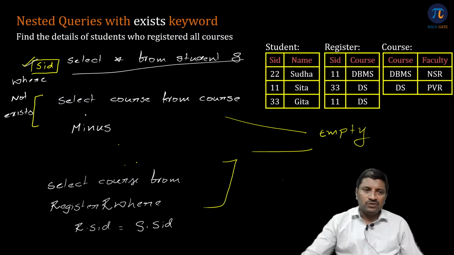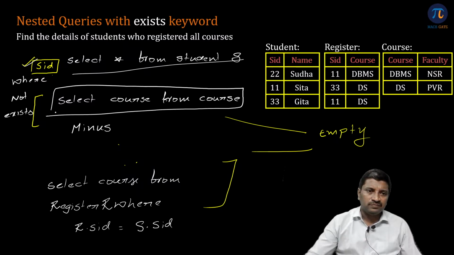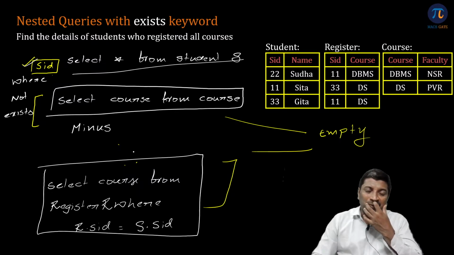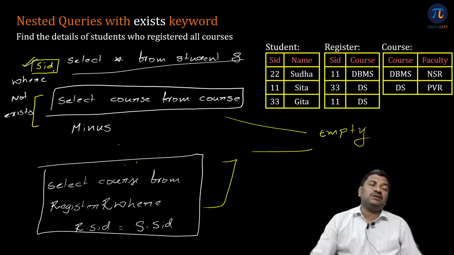Right? So this is all courses minus courses registered by the student. Whenever this is empty, that means the student registered all the courses. So whenever he registered all the courses, it will be empty. So that's why I am using not exist.